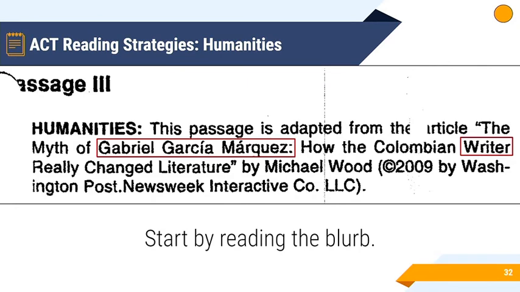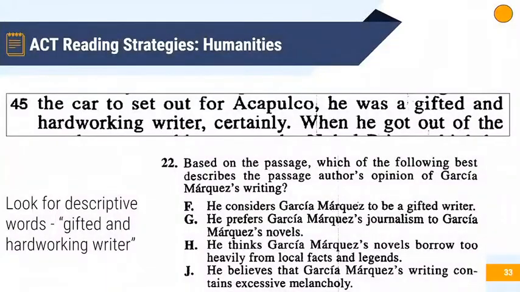All right, the next one is our humanities passage. Cover quickly. Students always ask, what is humanities? It's a story about humans. Don't worry about what it is. Keep on trucking. They're going to be like, oh, okay. The title on this one gives you a hint. It tells you it's about a Colombian writer, and it gives you a name. And so you're going to see this name quite a bit.